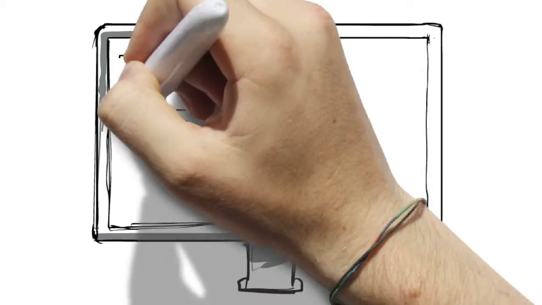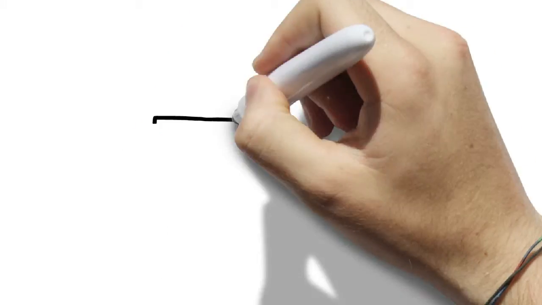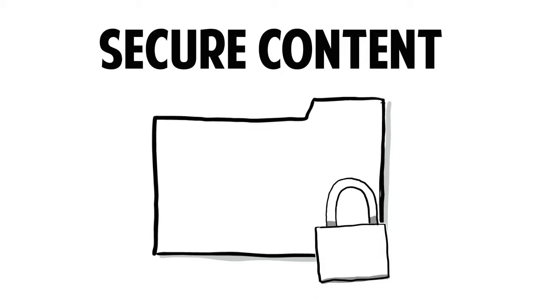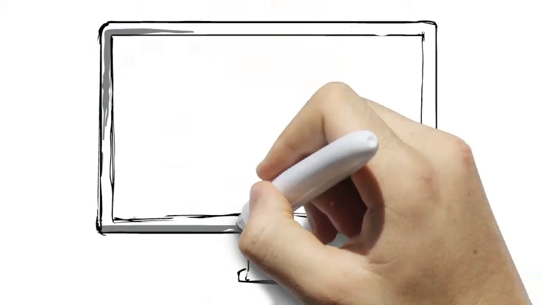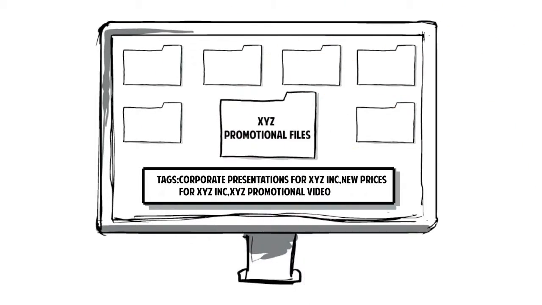Content can be tagged so it can be found easily by other users. And secured with permissions such as stopping downloading, forwarding, and password protection. Content can be organized into channels to make it easier for other users to subscribe to.